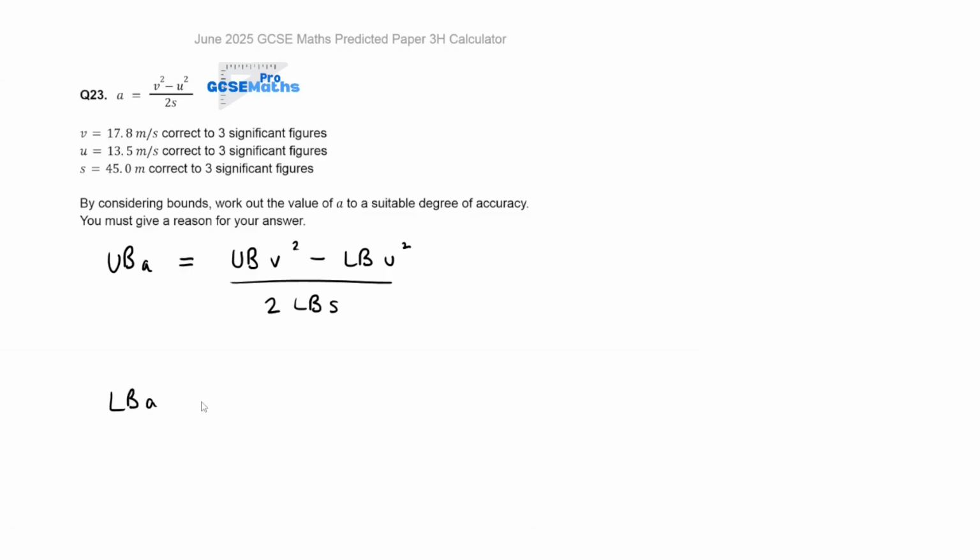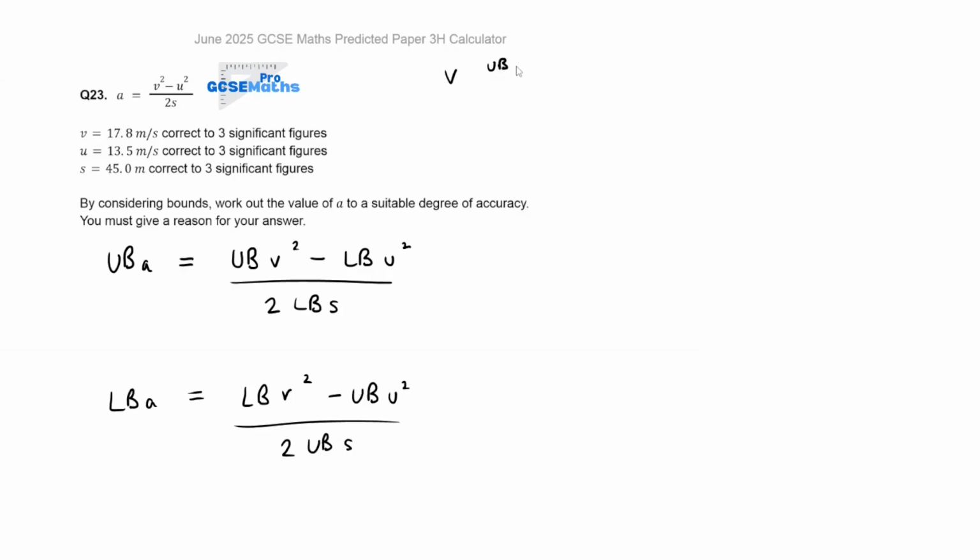For the lower bound of a, for the smallest possible value, it's just the complete opposite, isn't it? I want the smallest numerator, so the lower bound of v squared, take away the biggest possible number from that to reduce it even further, divided by the biggest possible denominator. So this is what I need. So let's work out our upper and lower bounds.